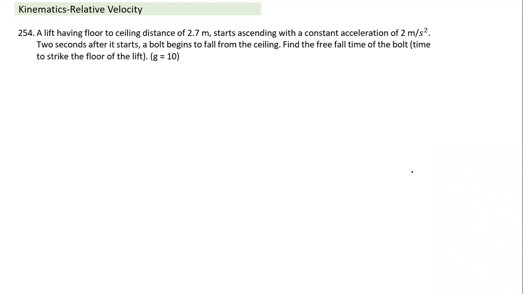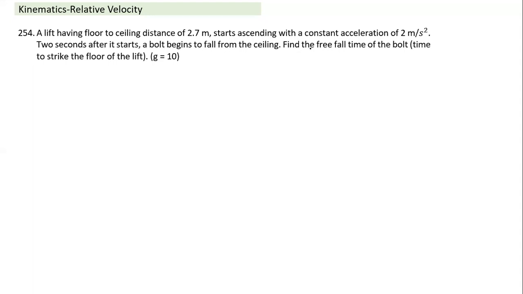And 2 seconds after start, the bolt begins to fall from the ceiling. So what is happening? For 2 seconds, both the bolt as well as the lift have a constant acceleration of 2 meters per second square in the upward direction. And after 2 seconds, the bolt becomes loose and starts falling.